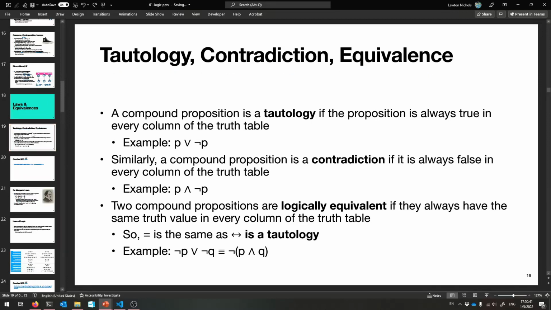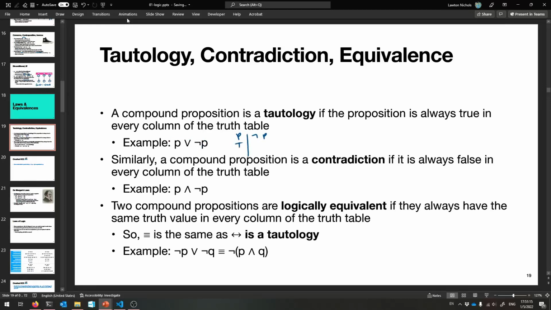Okay, so there's a lot going on here. Let me explain all of it. A compound proposition, so a proposition made of smaller propositions, is called a tautology. It's a weird word. If the proposition is always true in every single column of the truth table. So for example, P or not P, that's saying either P is true or it's not true. That is a tautology because it's always a true statement in the end. You could just replace that with saying, oh yeah, true. Everything is good. P, let me show you.